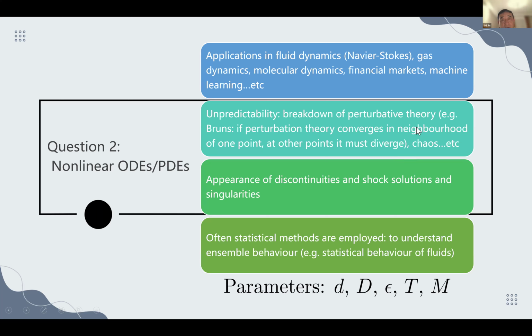Now how about nonlinear equations? I don't have to tell you there are lots of important applications for nonlinear problems. Fluid dynamics, molecular dynamics, these are all nonlinear problems. The difficulty with nonlinear problems is not only the nonlinearity or maybe high dimension, but also that the solution can be very bad. You have singularities like shock waves, blow up, and so on.